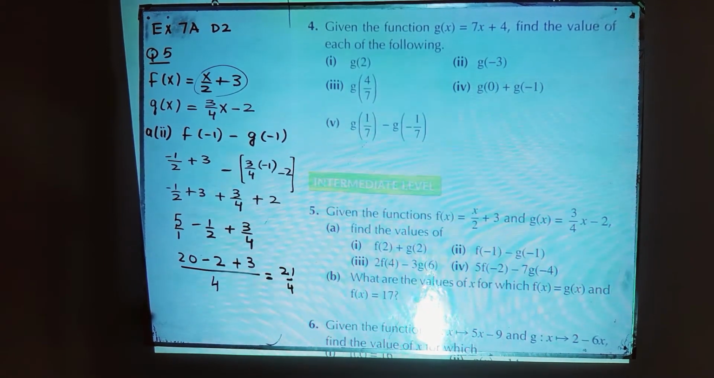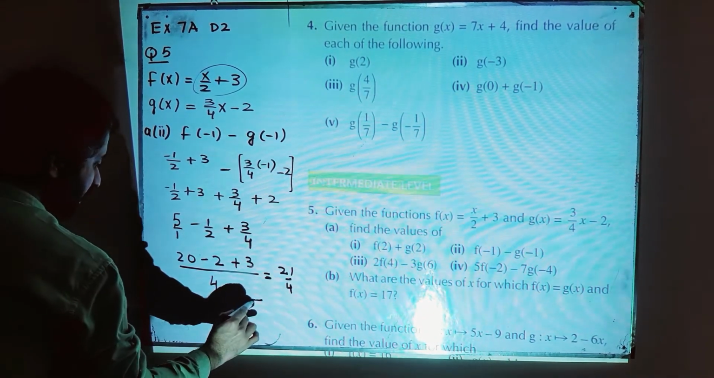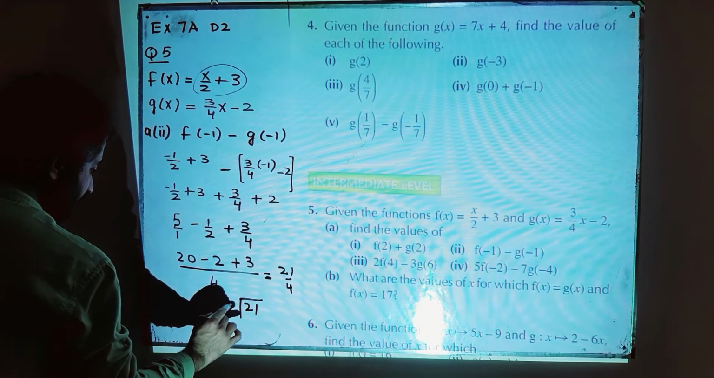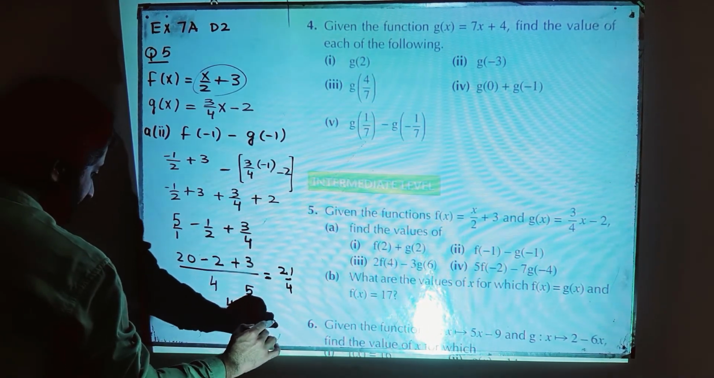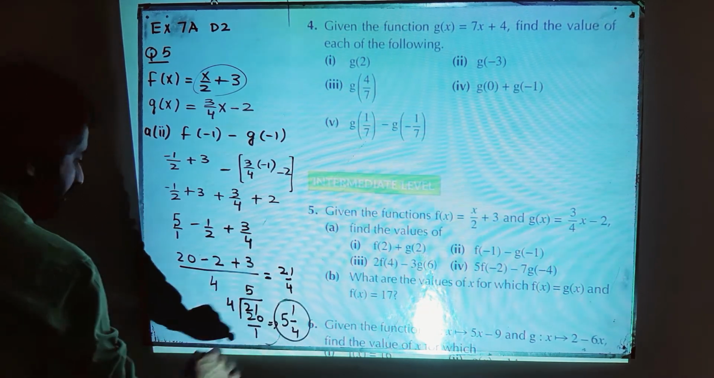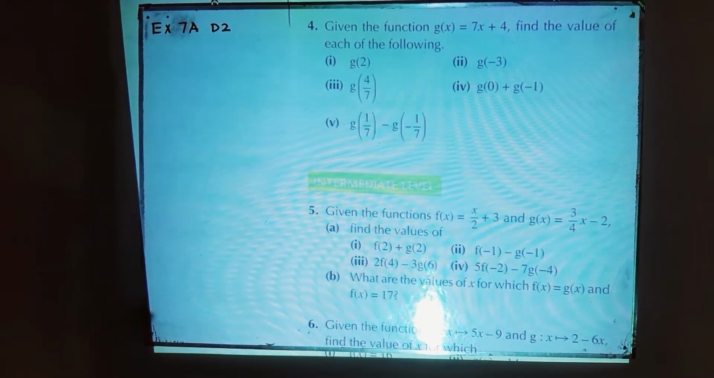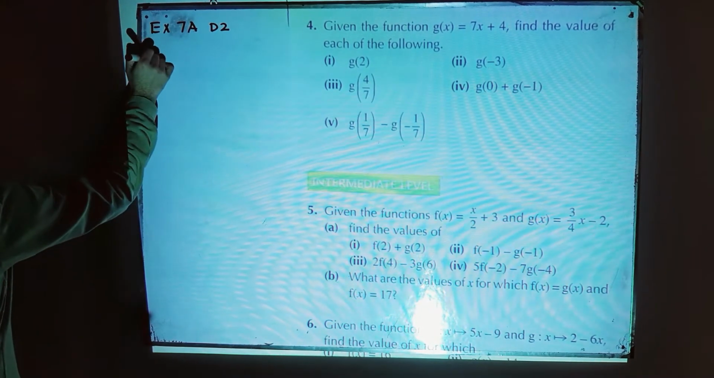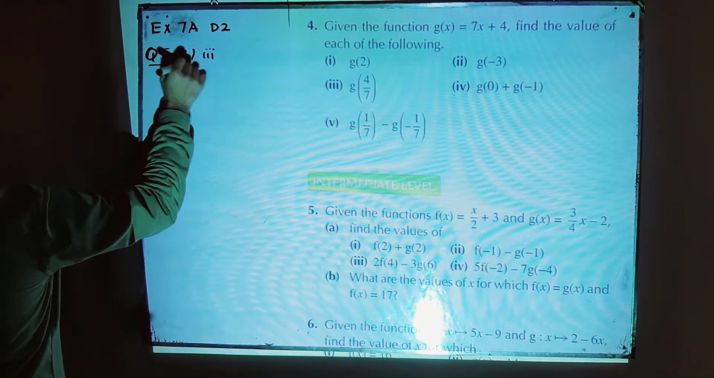You can convert it into a mixed fraction. You can divide 21 by 4. 4 times 5 is 20, the remainder is 1. So your answer is quotient, remainder over divisor, meaning 5 whole 1 by 4 is your answer for this part. Part number 3, question number 5, part A.